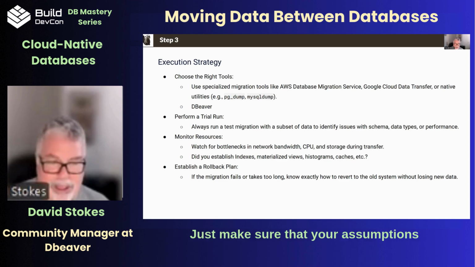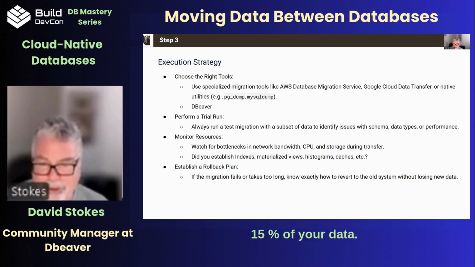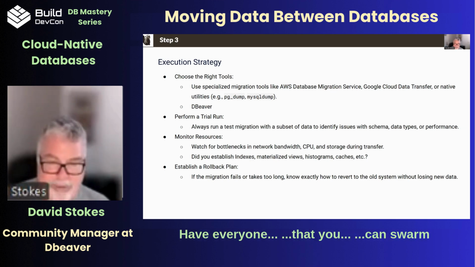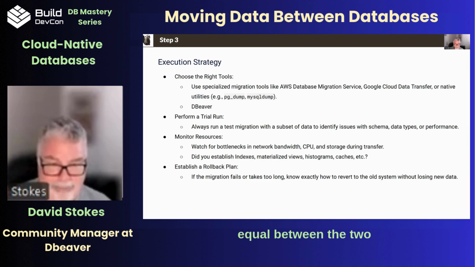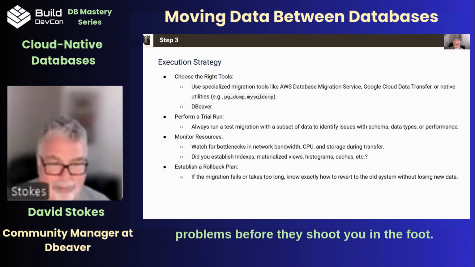Now, the other big trick is run a trial. Just make sure that your assumptions are correct. Pick out 10%, 15% of your data, move it over, get it double checked, have everyone that you can swarm the data to make sure that it's exactly equal between the two systems. This is your chance to find problems before they shoot you in the foot.